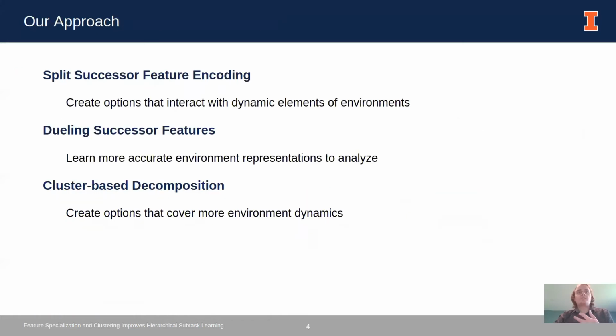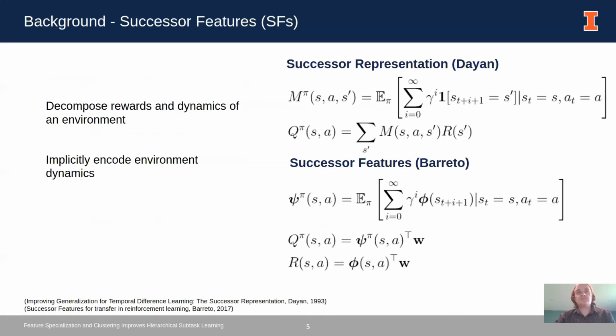environment. So to improve this, we have three major contributions of this paper. We propose a split successor feature encoding to create options that interact with dynamic elements of the environment, such as adversaries in Capture the Flag. We also introduce dueling successor features to learn more accurate environment representations to analyze and decompose. And finally, we propose, instead of eigendecomposition, using cluster-based decompositions to create options that cover more of the environment dynamics.